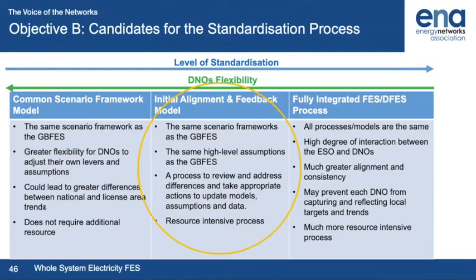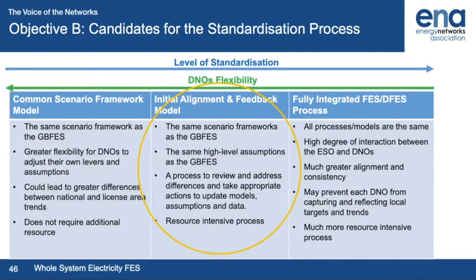So basically, we proposed three different approaches or processes for the standardization. Each of them provides a different level of standardization and a different level of flexibility for DNOs to engage with local stakeholders. On the first approach on the left side, all DNOs adopt the same scenario framework as National Grid FES. This is a 2x2 matrix with the same scenario names. But DNOs have enough flexibility to set up their own assumptions around those scenarios or levers. This method is easy because it doesn't require additional resources, but it could lead to significant differences between national trends and license area trends. So this process provides the least level of standardization but the highest level of flexibility for DNOs.